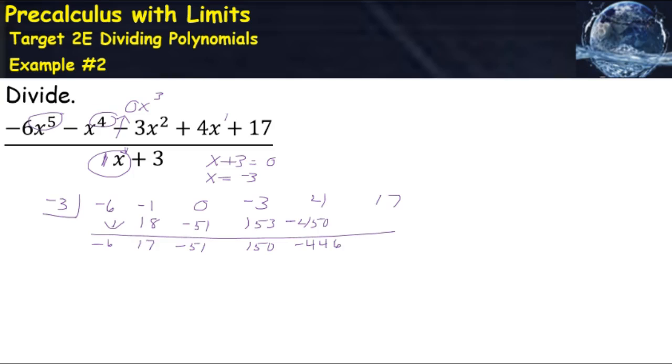Now I'm going to do negative 446 times a negative 3. So I need to do that. 446 times 3 is positive 1338. So positive 1338, and I'm going to add 17 to that, and I get 1355.